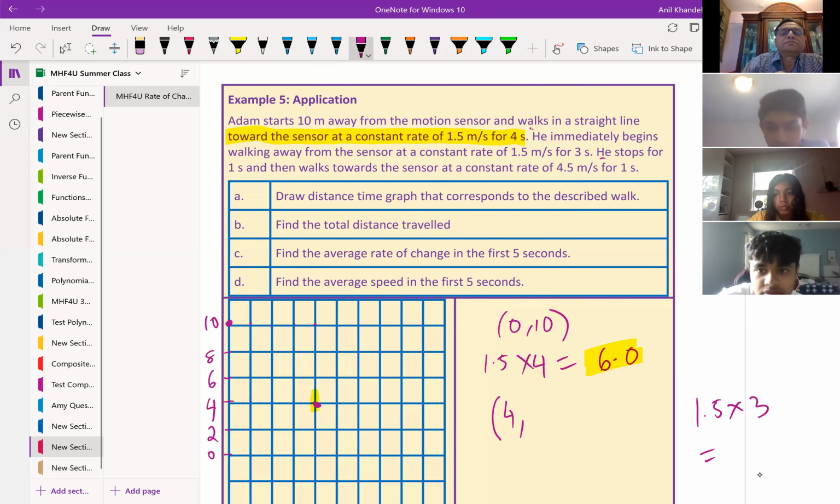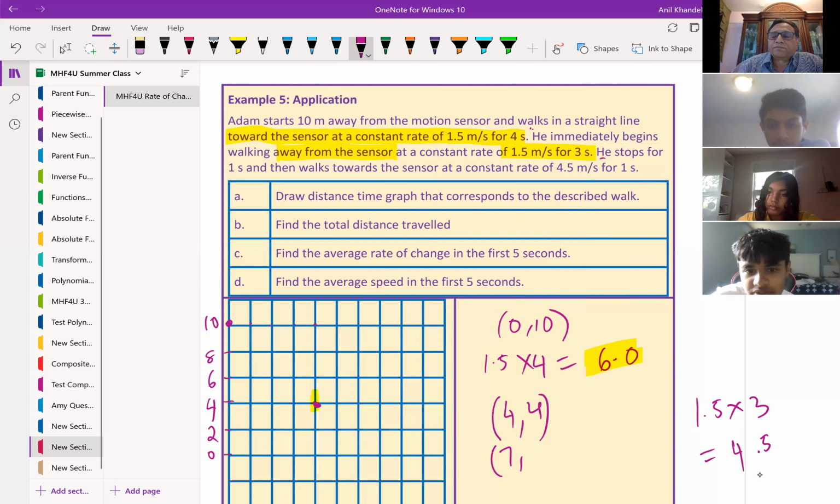Okay. Away from the sensor, key point. So he is going to start going up. What will be the next coordinate point? So at 3 seconds we got 4, right? Now next, he has walked for 3 seconds. That means 7 on the time axis, correct? Y value, tell me. He has covered 4.5 meters during this time. So from 4, he has covered 4.5 meters. In which direction? So that I know what the Y value is.